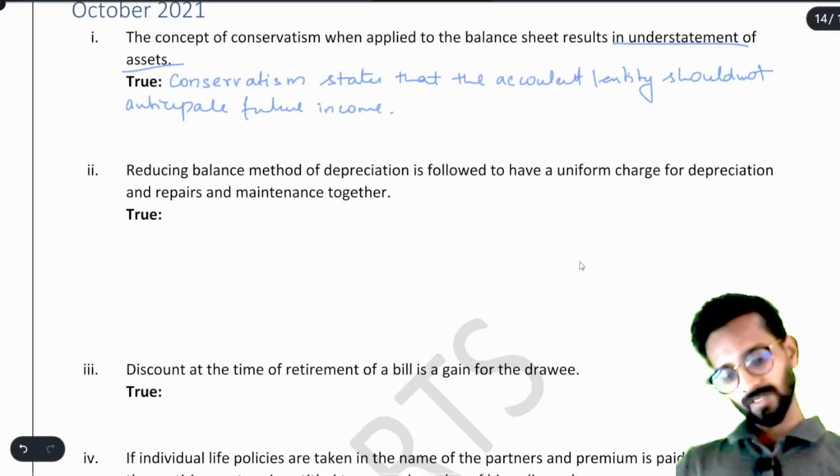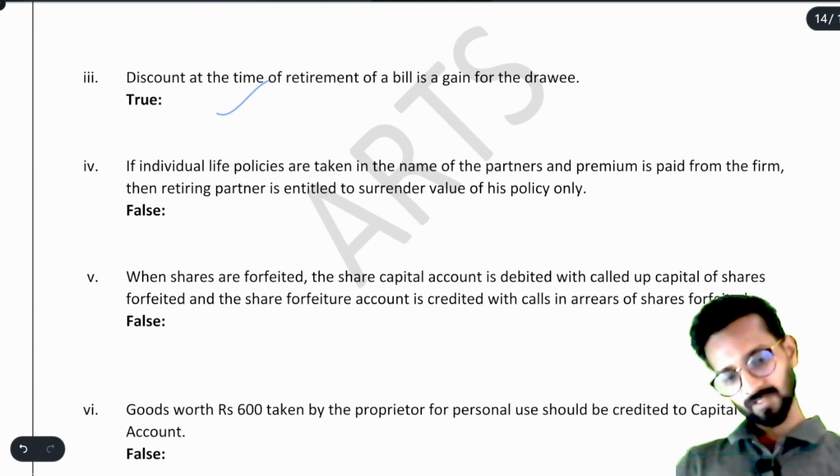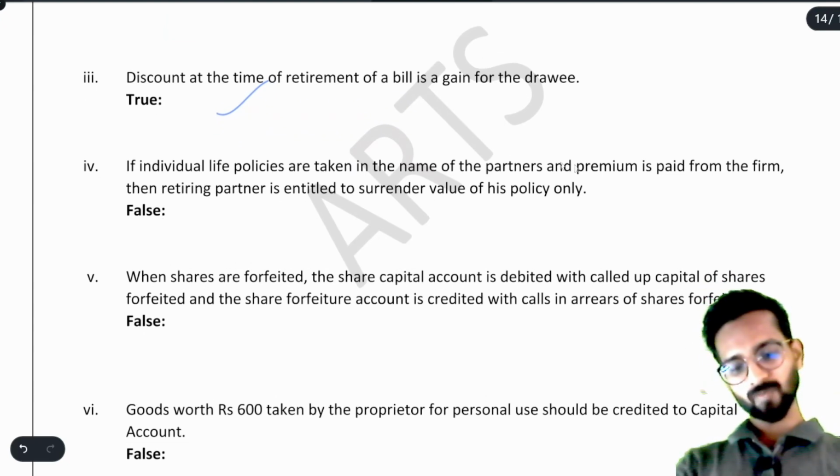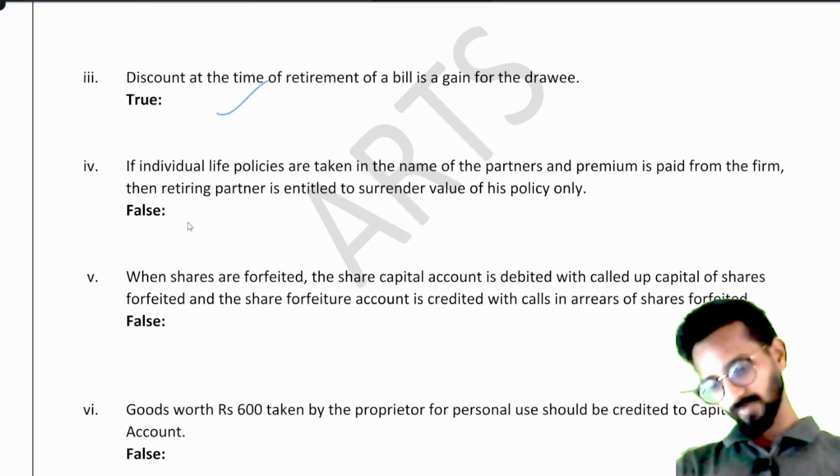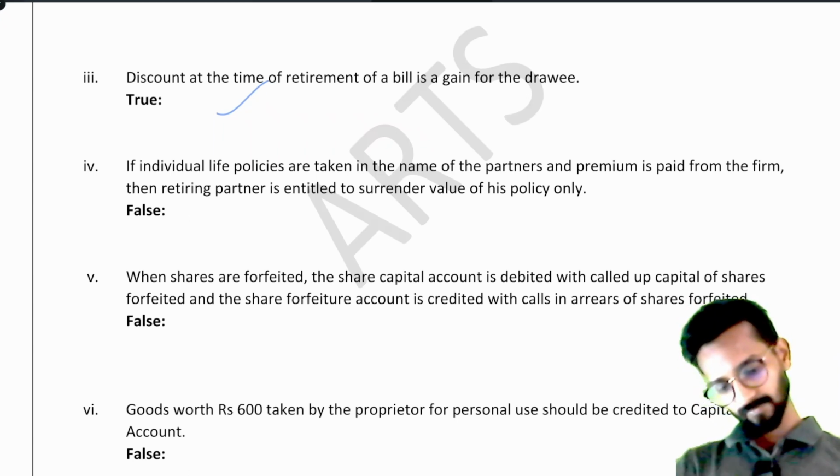चलो, reducing balance method is already discussed. Discount at the time is discussed. Next we have is, if individual life policies are taken in the name of partners and premium is paid from the firm, then retiring partners are entitled to surrender value of his policy only. No, no, no. See, understand this. The statement is false because he is entitled to the surrender value of all the policies.